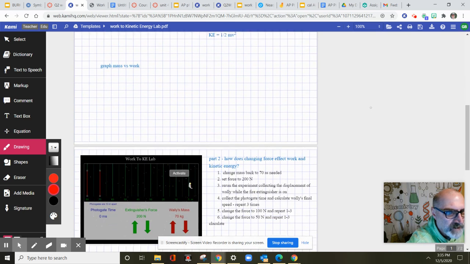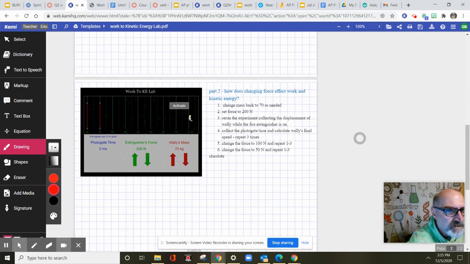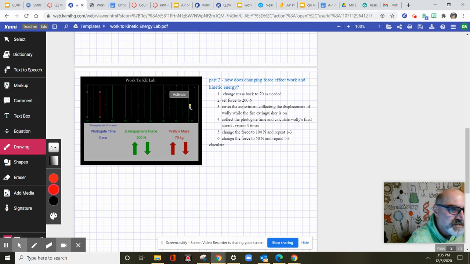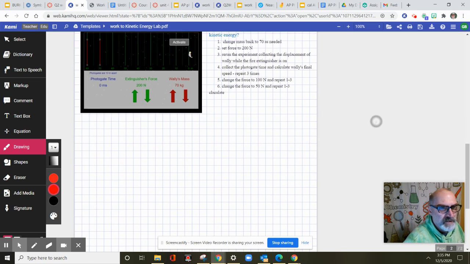And then we're gonna do a graph. And then, how does changing the force affect the work? So we're gonna do the same thing, except now we're gonna keep the mass at 70 and set the force to 200 and 150. So we're gonna change the force this time. All right, I hope that helps.